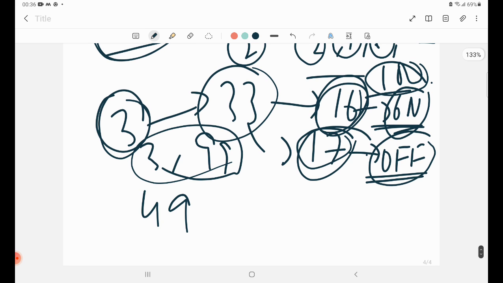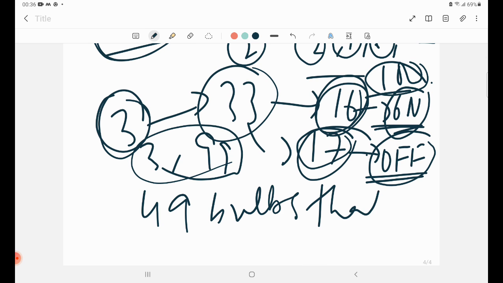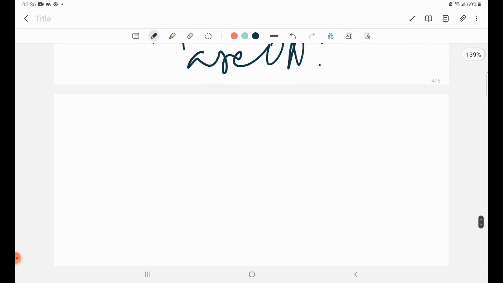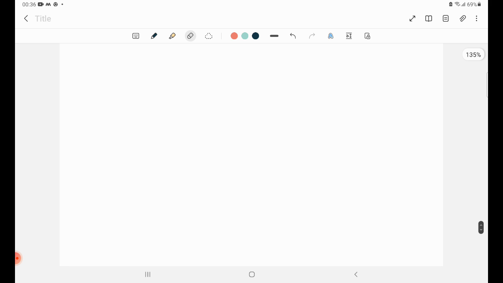So now there are 49 bulbs that are on, and the rest 51 are off. If you try seeing this till the 100th person, this is going to be a very long problem, so we need to find a solution. The question is, when the 100th person also does their part, how many bulbs are on? The brute force approach is very large, so we have to think of a much more optimized approach.